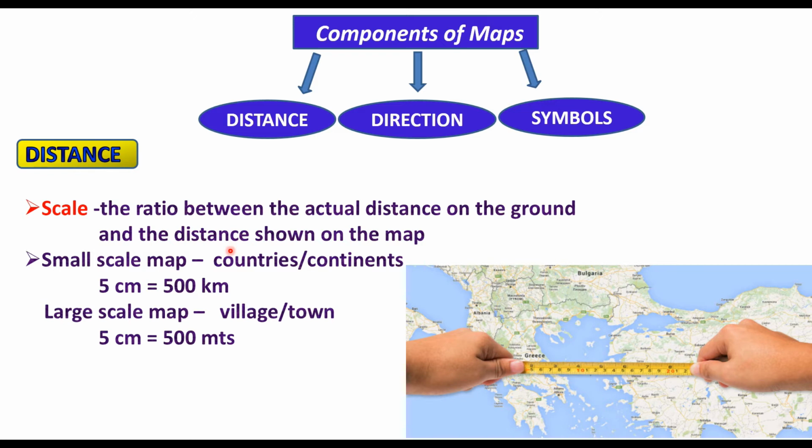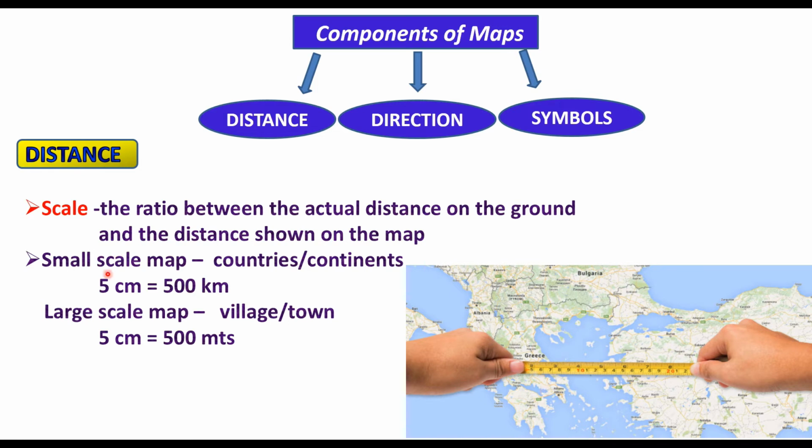What is scale? Scale is the ratio between the actual distance on the ground and the distance shown on the map. Imagine you travel 10 kilometers from your house to another place. This 10 kilometers is shown as 2 centimeters in the map. That is, 1 centimeter is equal to 5 kilometers. So, scale is very important in a map. If you know the scale, it will be easy for you to calculate the distance between any two places on a map.